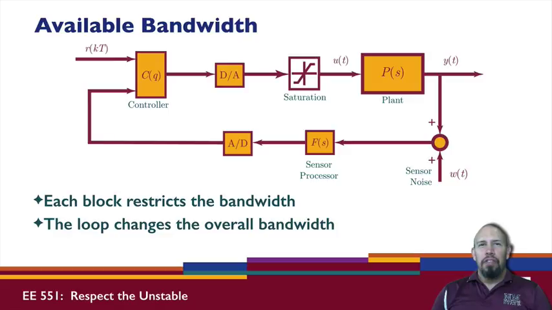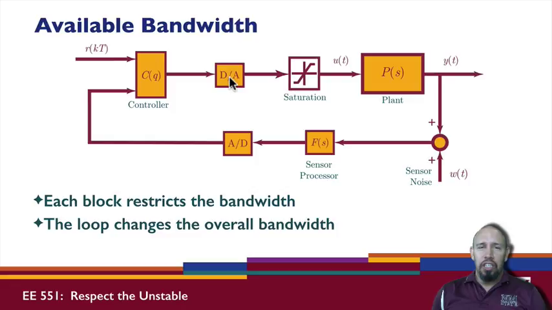The author of the Respect the Unstable paper draws the point of available bandwidth for a system. So here is an example control loop that involves a digital controller. Notice I have this in the Q domain. The digital controller has digital to analog converters and analog to digital converters. There may be saturation in our control signal.